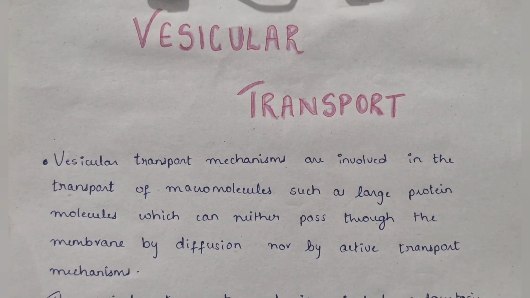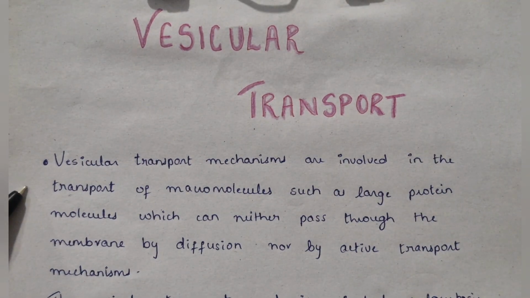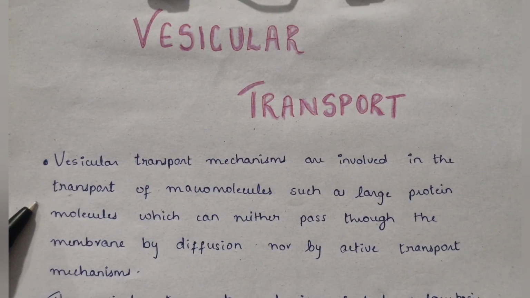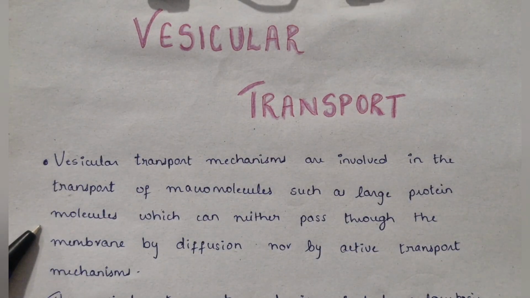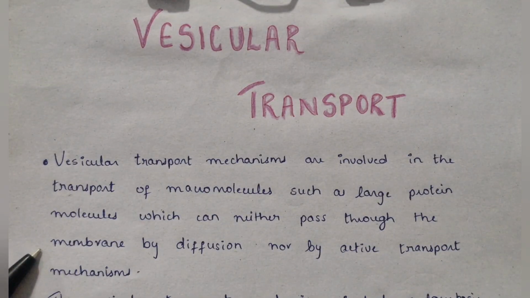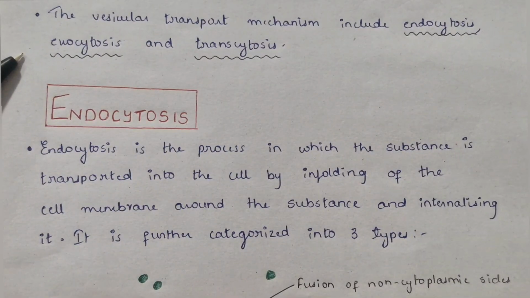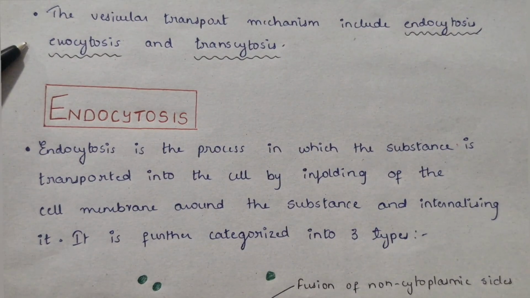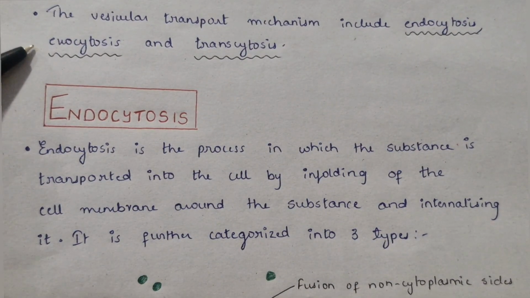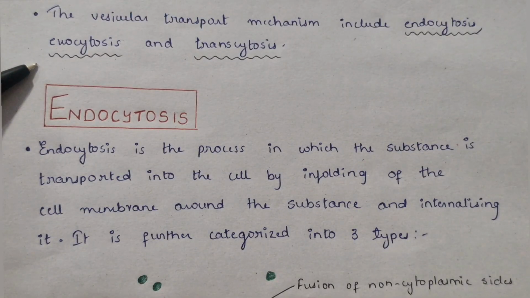Vesicular transport. Vesicular transport mechanisms are involved in the transport of macromolecules such as large protein molecules, which can neither pass through the membrane by diffusion nor by active transport mechanisms. The vesicular transport mechanism includes endocytosis, exocytosis, and transcytosis.